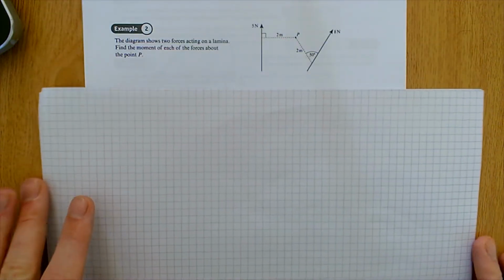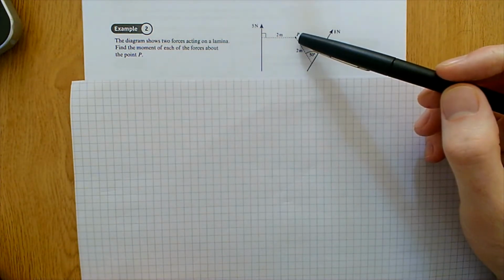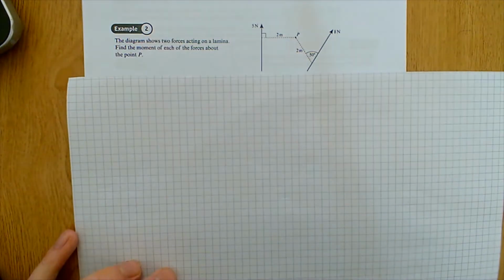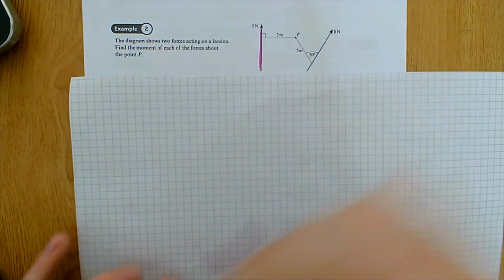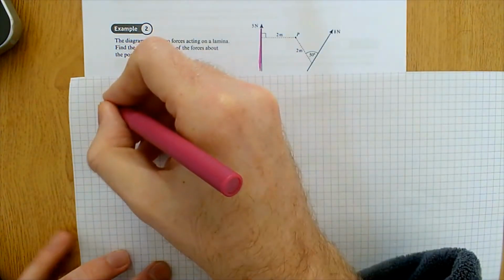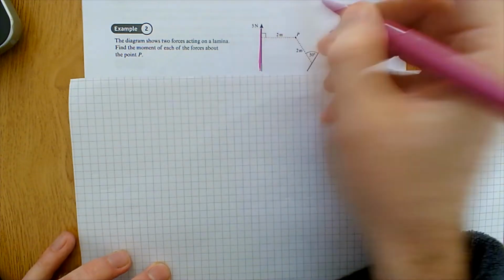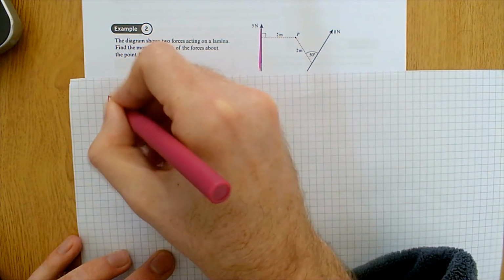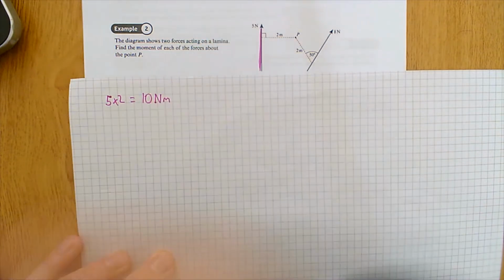So if we look at example 2, it shows us the laminar, and it shows the forces, and it asks us to find the moment of each force. If we look at the first one, the 5 Newton force, the pink one, it is acting perpendicular, as you can see from this line to P. It's already acting perpendicular. So all we're going to do is distance times the force again. So it's 5 times 2, which is 10 Newton meters.